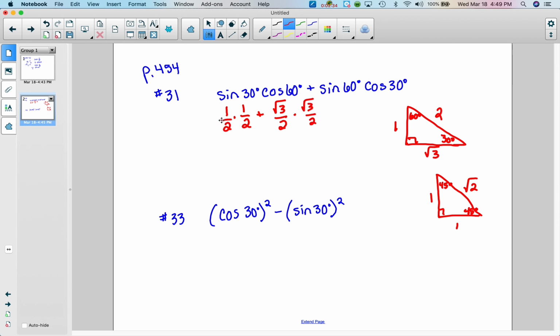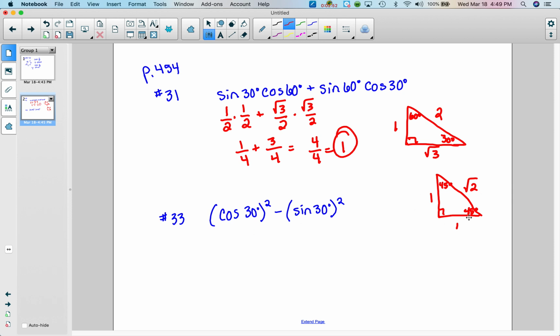And then you do the math. So 1/2 times 1/2 is 1/4. And square root of 3 times the square root of 3 is 3. 2 times 2 is 4, so we get 4/4, which is 1. So that's the answer.